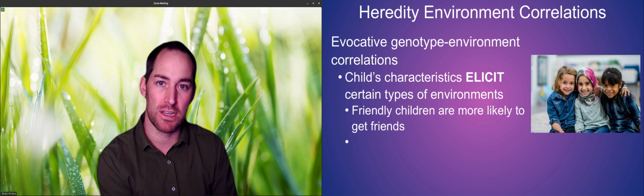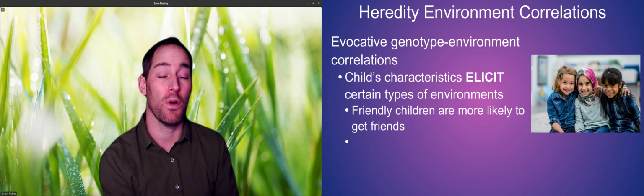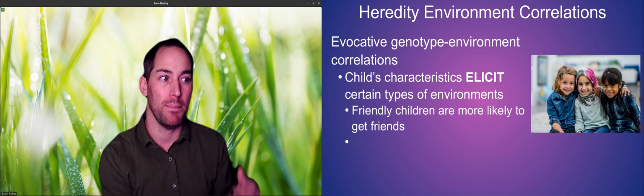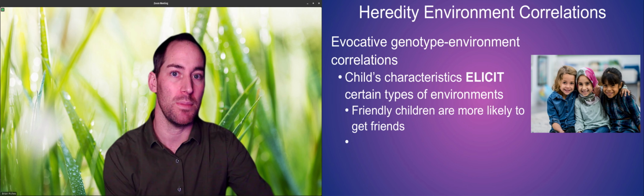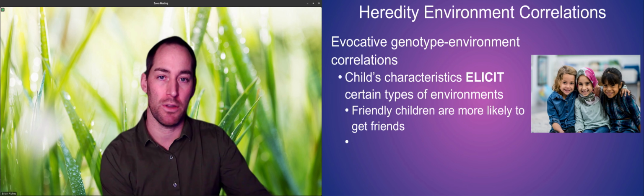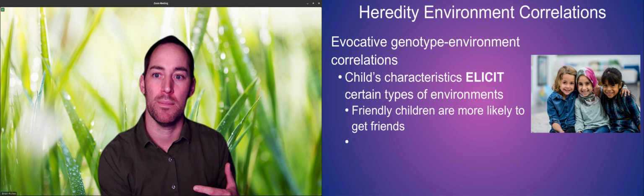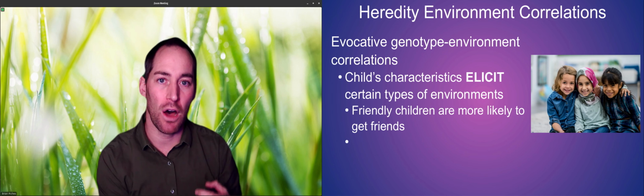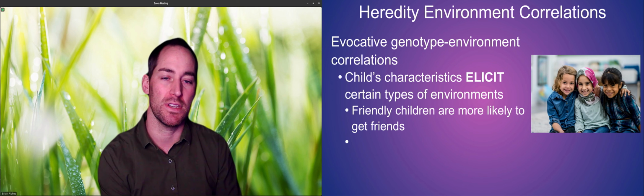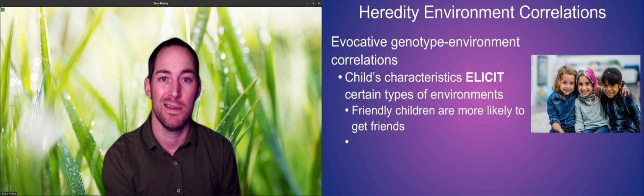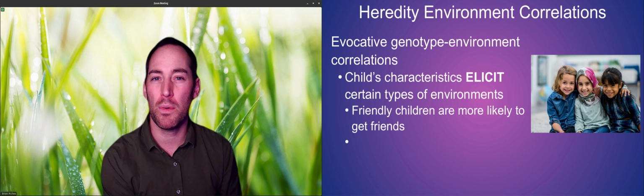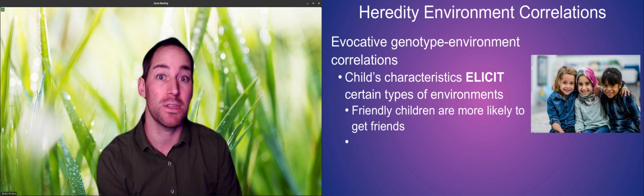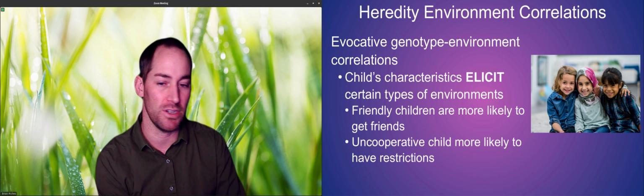So the friendly child will probably get more friends. They will elicit more friendly behaviors from others because of their traits. They're being friendly because that's their genetic trait, and other kids will then be friendly with them. So they're changing the environment in a way that is also supportive of their genetic traits, versus a child who doesn't have the gene for friendliness. Maybe they're always really grumpy and will probably have fewer friends. They're going to change the environment in a way that's maybe supportive of not having that gene.